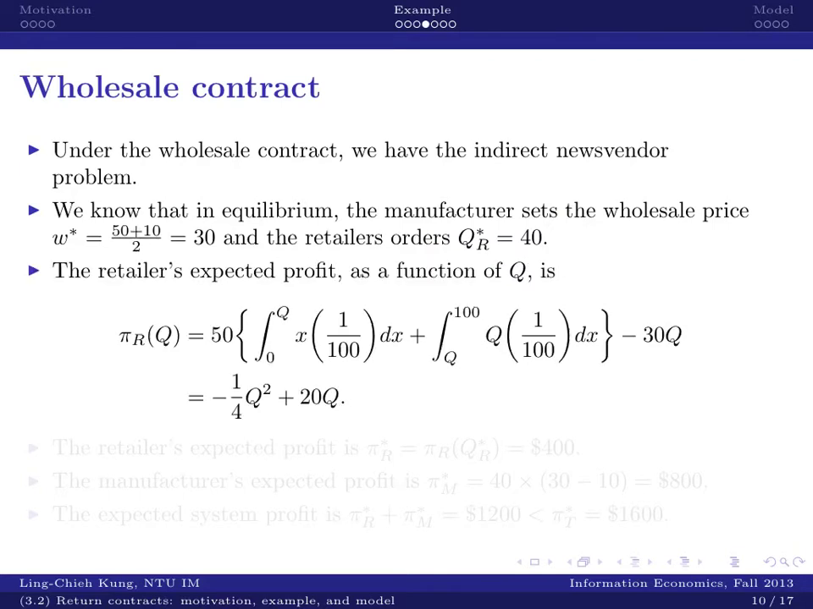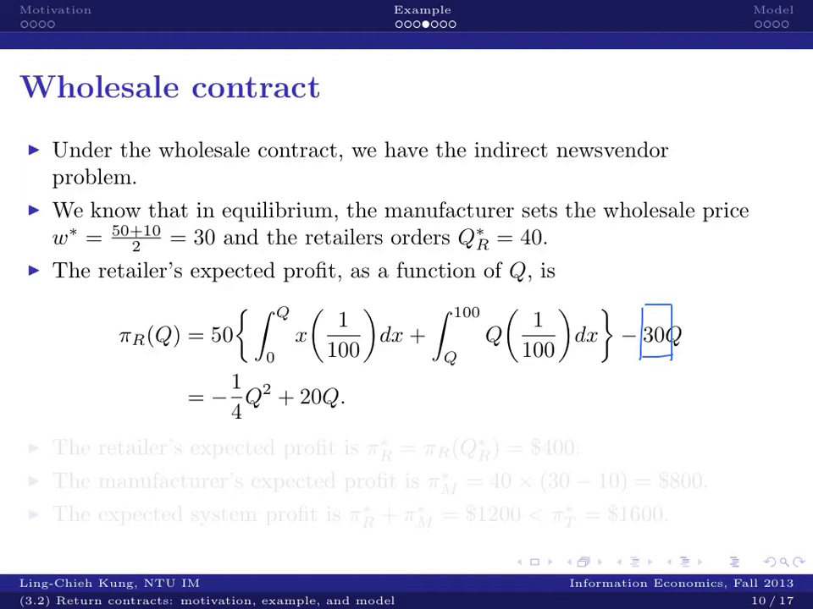Anyway, given this, the retailer's expected profit can still be calculated as a function of Q. Here the expression is almost the same. The only difference is that here this number becomes 30. From the centralized to the decentralized system, the retailer is in some sense facing a higher cost because the cost is now the wholesale price, which is 30 instead of 10.